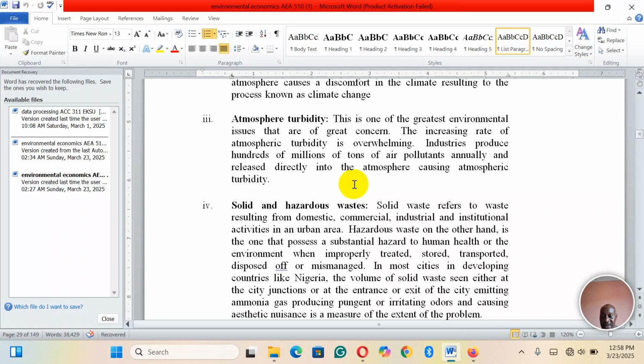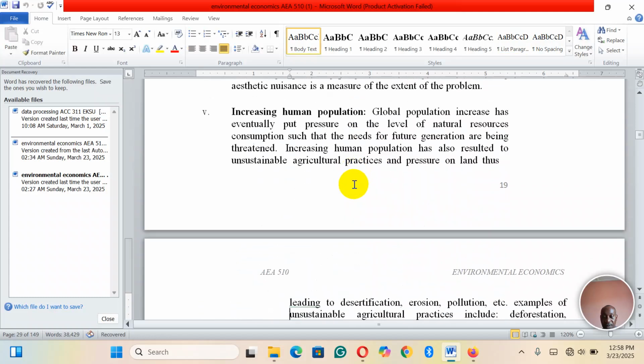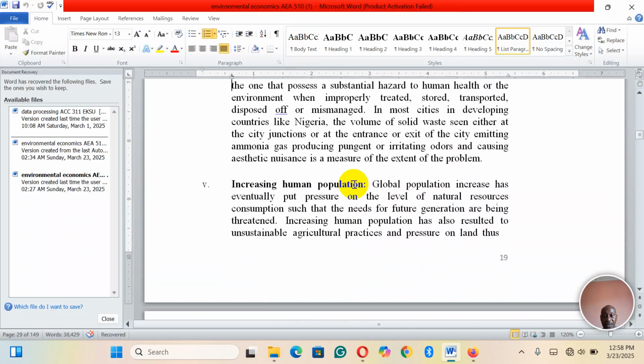In most cities in developing countries like Nigeria, the volume of solid waste seen either at the city junction or at the entrance or exit of the city, emitting ammonia gas, producing pungent or irritating odors and causing aesthetic nuisance, is a measure of the extent of the problem.